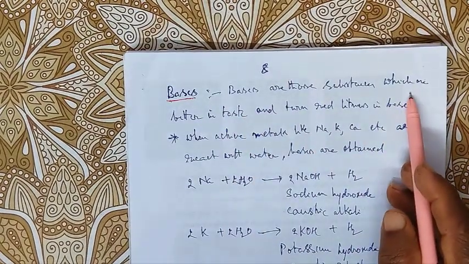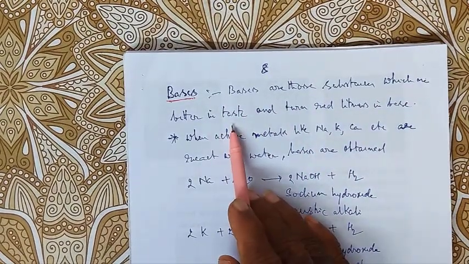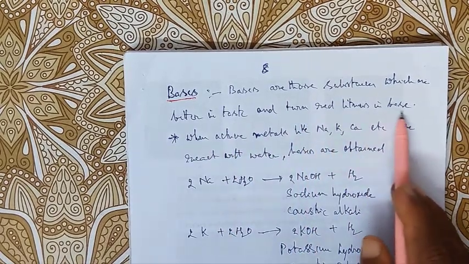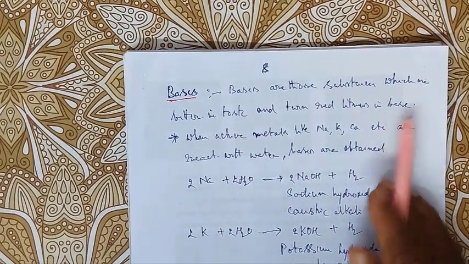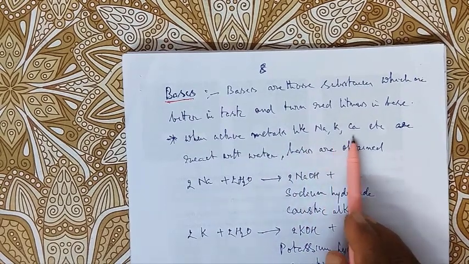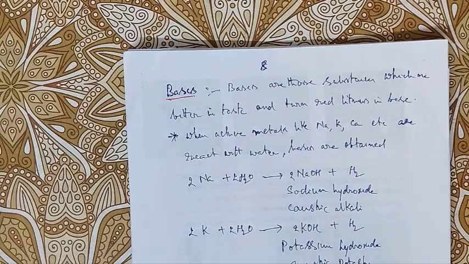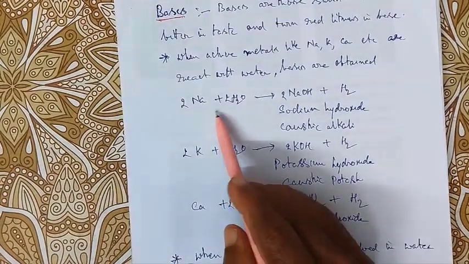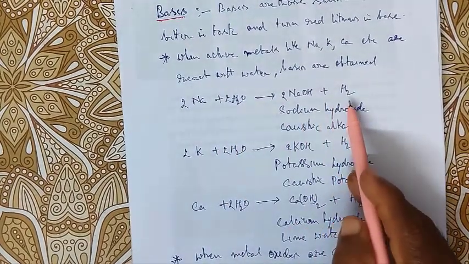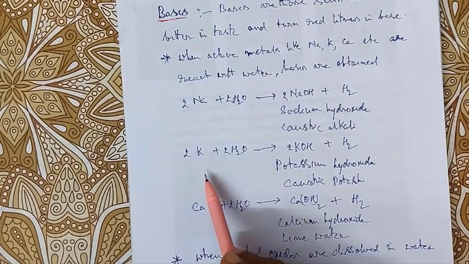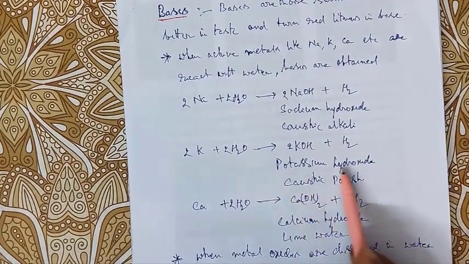Bases are those substances which are bitter in taste, turn red litmus blue, and are soapy to touch. When active metals like sodium, potassium, calcium, etc. react with water, bases are obtained. So sodium plus water gives sodium hydroxide and hydrogen gas. Potassium reacts with water to give potassium hydroxide and hydrogen.